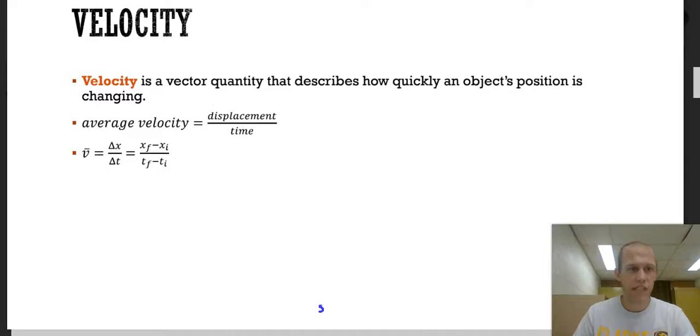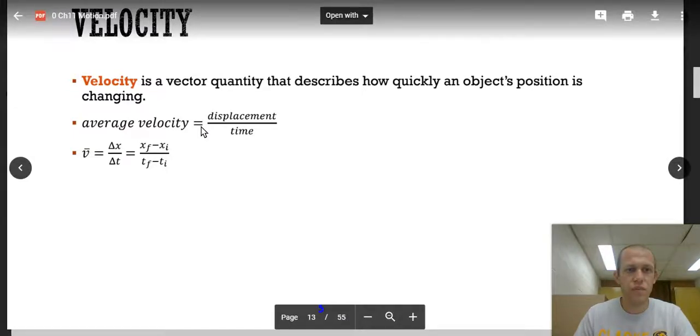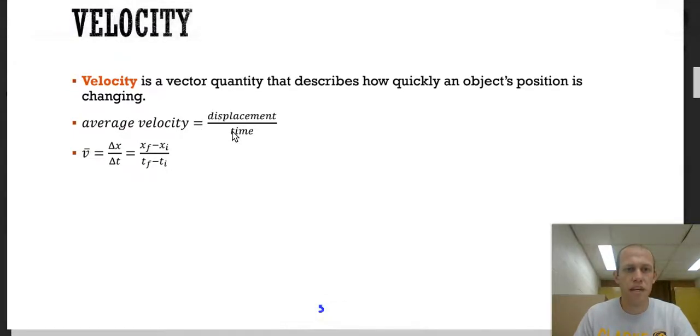Now let's look at velocity. Velocity is a vector quantity that measures how much displacement an object does in a certain amount of time. How fast that displacement is changing, or how fast their position is changing, is how sometimes we think about it. So average velocity is equal to the displacement divided by the time.